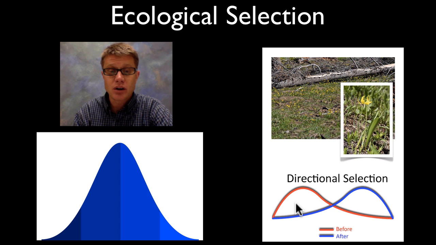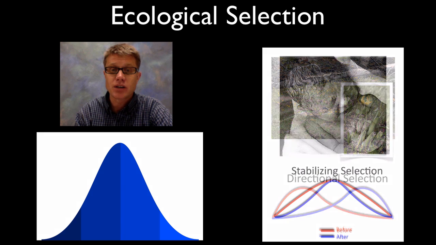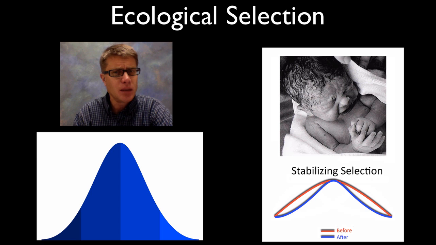And how does that work? Basically, if you're a glacier lily that now comes out much later, you're going to die because it's going to be way too hot at that point. And so we get a push in this direction. That's directional selection. We also can have stabilizing selection.